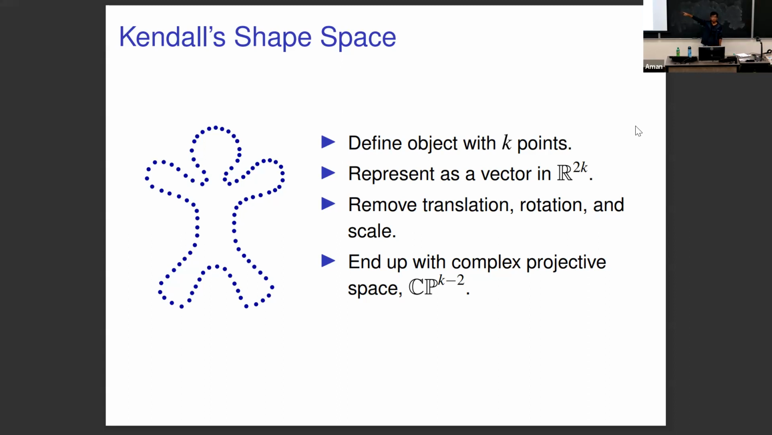And why is that? Because every point has 2 coordinates, right? Every landmark, every key point is 2-dimensional. So you represent it as a vector in R2k, right? For example, if it's a triangle, what will k be? 3. And it will be represented in R6, right? Because 2 coordinates for each point.